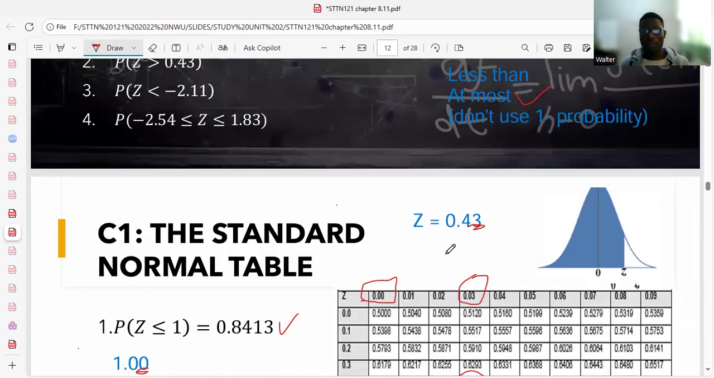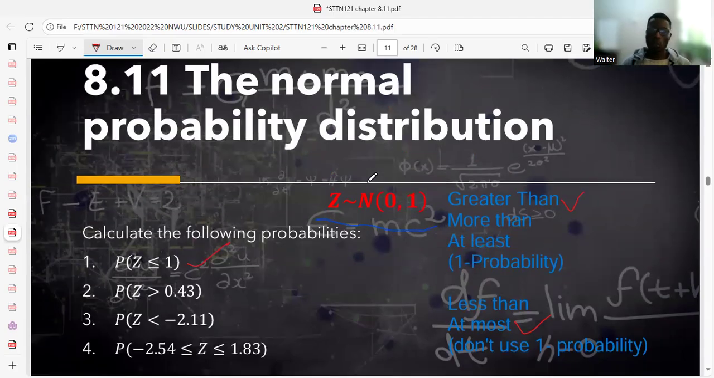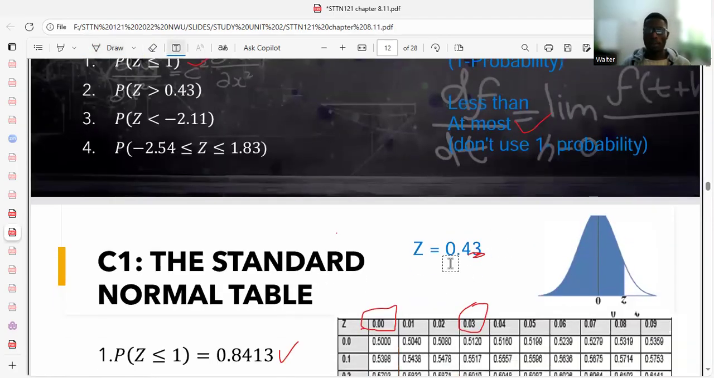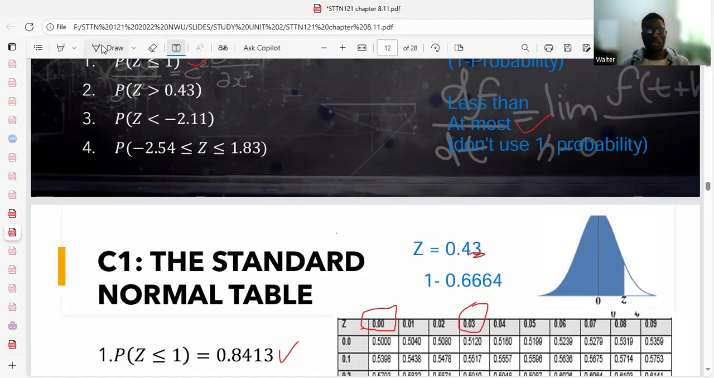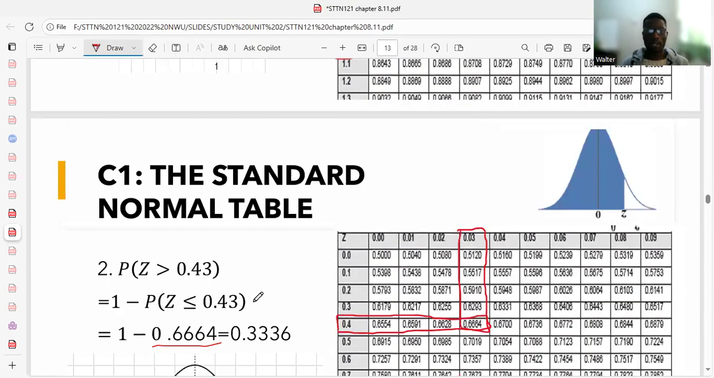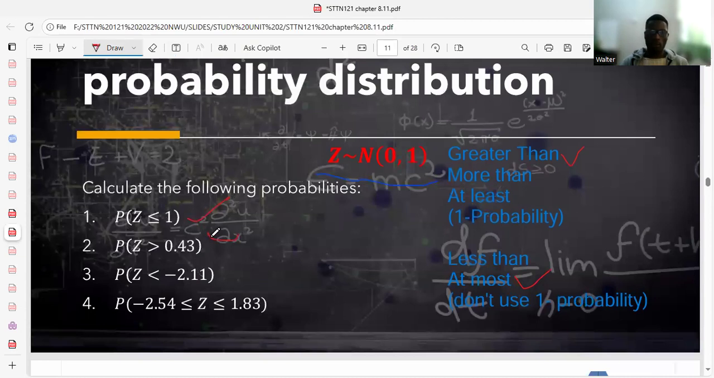But remember what I said. This is greater than. What do you do? 1 minus the probability. So it's 1 minus 0.664, and then you get the answer for this one. That's the reason why they used this method, and then they got 0.3336. So that's how you do it, because it was greater than. Remember, for greater than, it's 1 minus the probability.